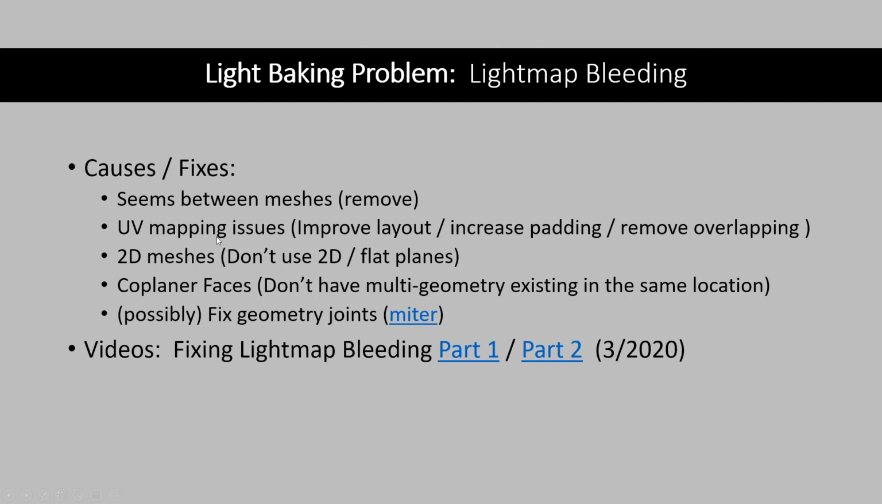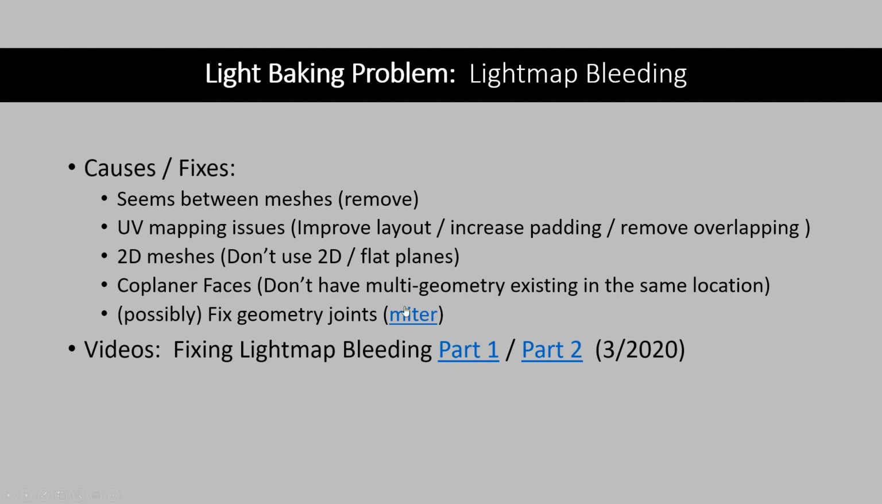Typically now I use Unreal's algorithm, and that's not a problem. Also, if you're trying to use 2D meshes, just don't. Typically those will cause a lot of problems. Also, if you have within your meshes coplanar faces, or if you have two meshes in the level that have geometry that are coexisting in the same place, that can cause light baking problems.